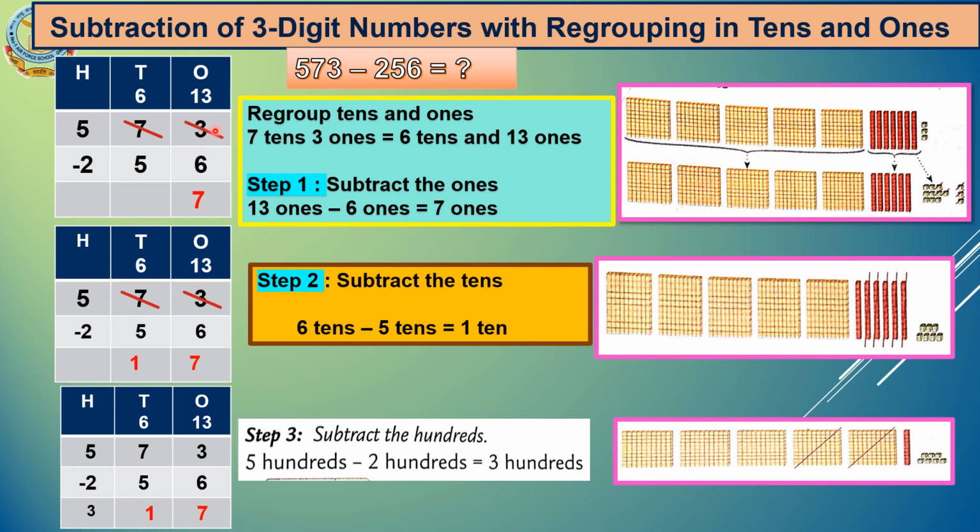Now subtract 6 ones from the 13 ones. So 13 ones minus 6 ones will be equal to 7 ones. So write down 7 in the ones column and move to the tens place.